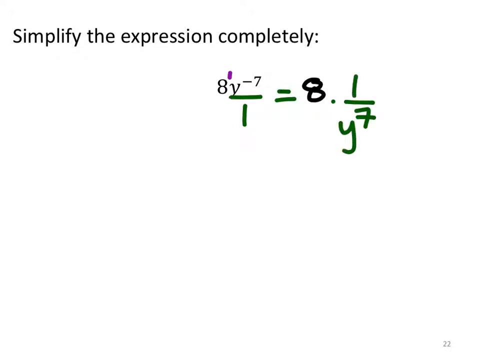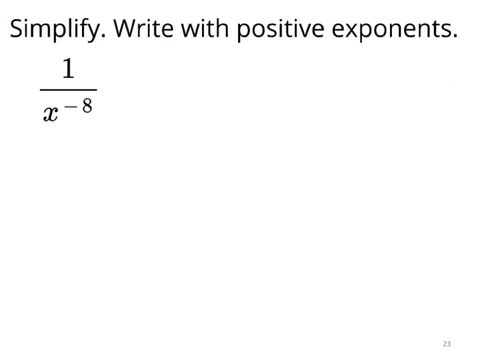Now this is multiplication. It may be helpful to see that as 8 over 1, so we can see it's fraction multiplication. 8 times 1 is 8. 1 times y to the power of 7 is y to the power of 7. And that would be it. There it is. This is like the w one, right? So what's the answer to this one? That's correct.